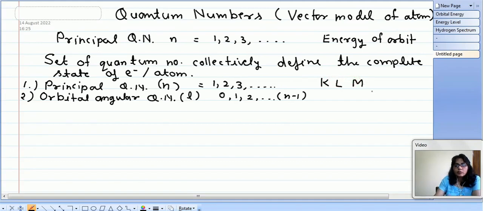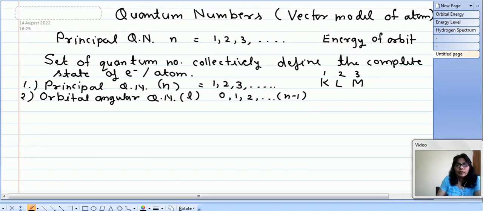These are the names of the shells. K means n is equal to 1, L means n is equal to 2, M means n is equal to 3. So these are the shells K, L, M. And then we have the orbital angular quantum number, where l can have values 0, 1, 2 up to n minus 1.